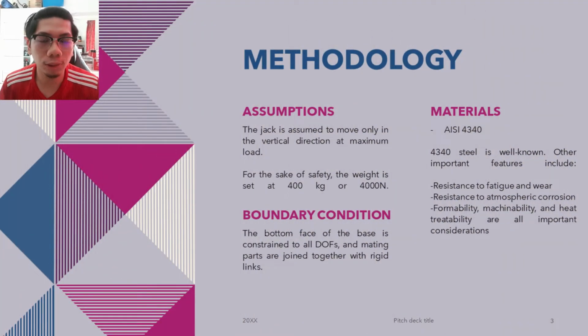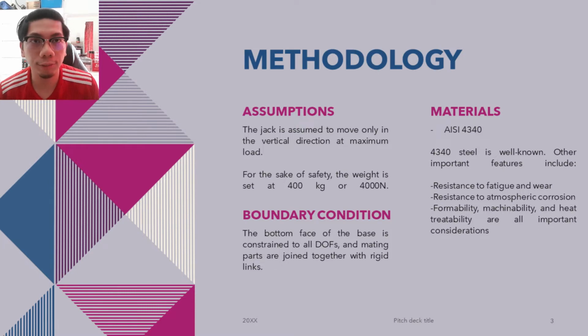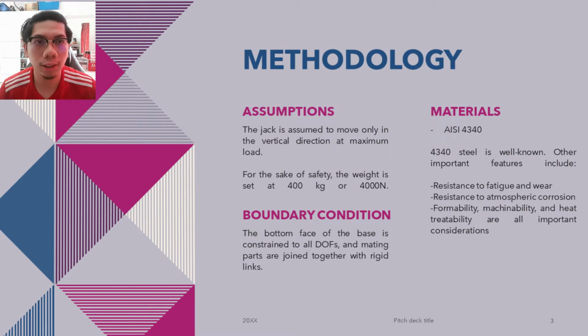Okay, now let's move to the methodology part. We have 3 steps before we start our project. The first one, we need to use assumptions. So in here we assume that our car jack only moves in the vertical direction, and our car's maximum load is only 400 kg or 4000 Newton for safety. Okay, next for the boundary condition, we consider that the face of the base is always constrained for all the degrees of freedom.